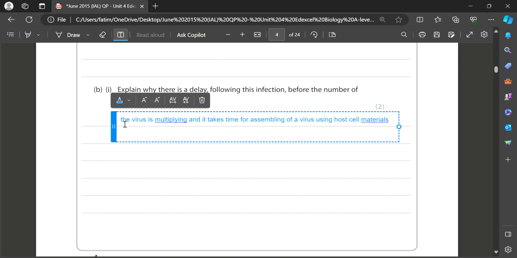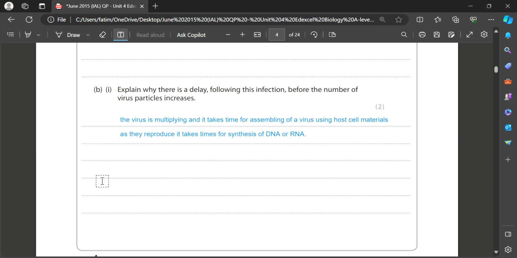And the second point would be that as they reproduce, it takes time for synthesis of DNA. Again, I can't say DNA and RNA. I have to be careful that I say or. The wording really matters, and that's basically it.